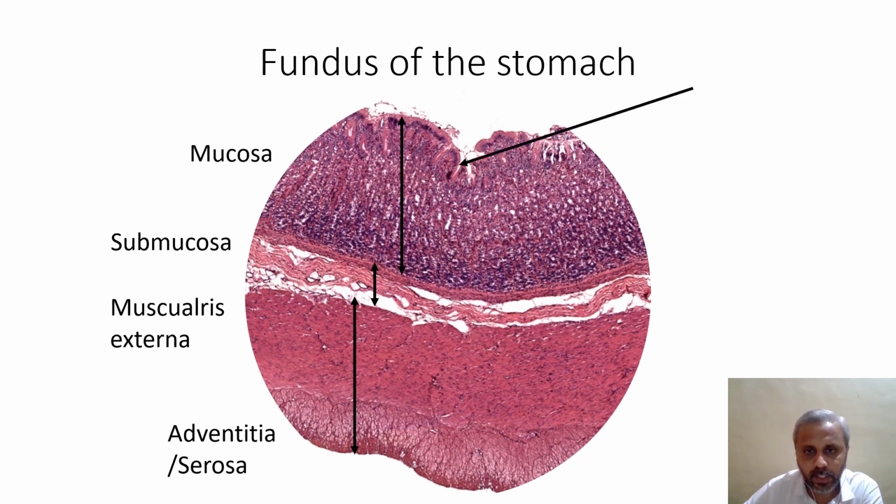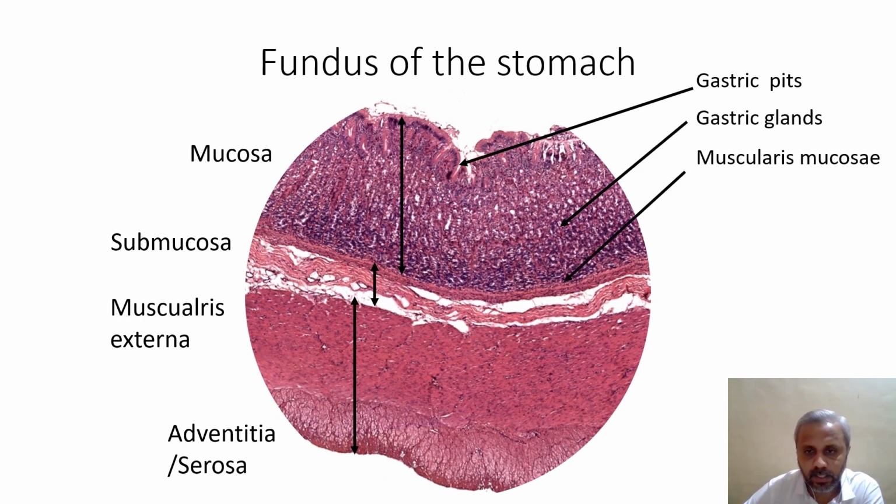The mucosa consists of gastric pits. These gastric pits are shallow and are lined by simple columnar cells. The lamina propria of the fundus of the stomach is filled with gastric glands. Then this is the muscularis mucosa. The submucosa is made up of dense connective tissue which contains blood vessels and nerves. The submucosa has a nerve plexus referred to as submucosal plexus or Auerbach plexus.